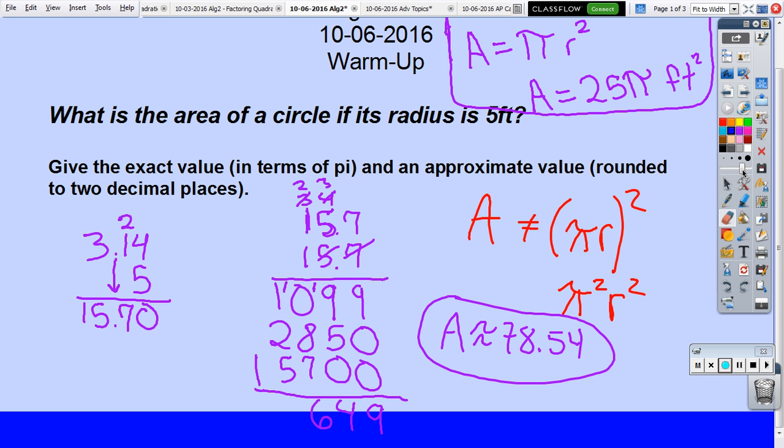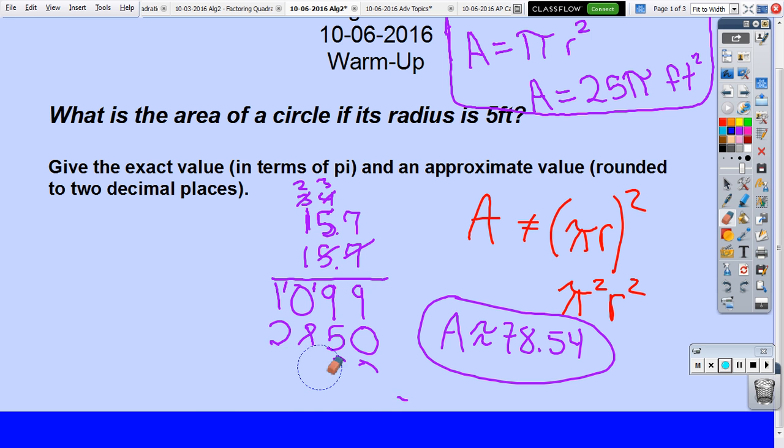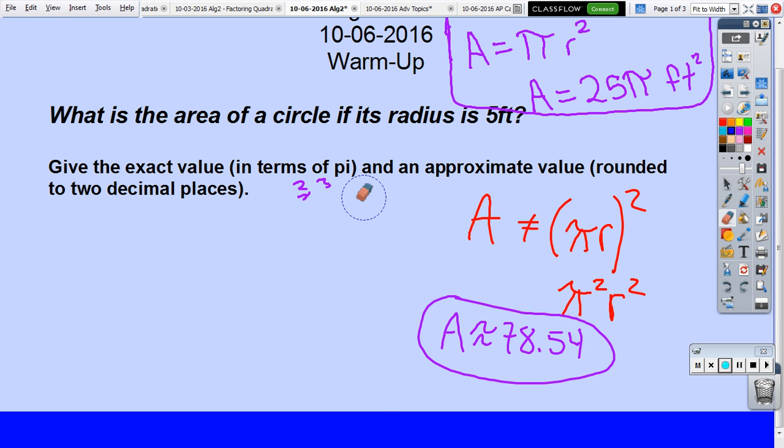Pardon me for erasing your work. But it's good. I like the practice of the arithmetic there, but we don't necessarily need to do that, especially when they want the exact value. Just 25 pi square feet is the exact value.